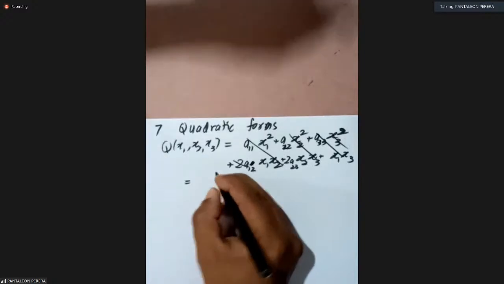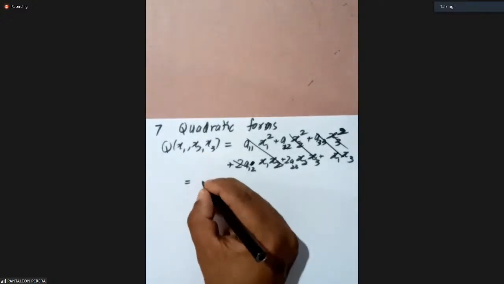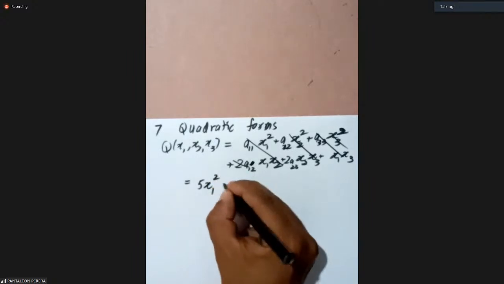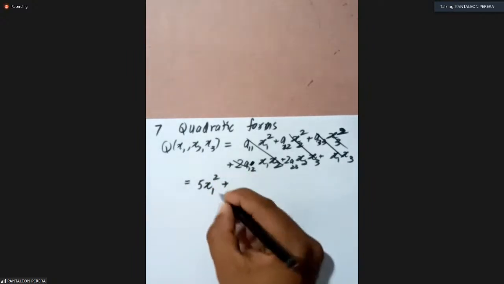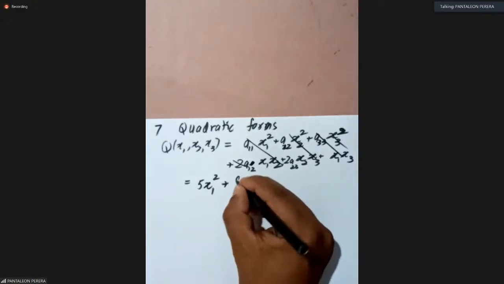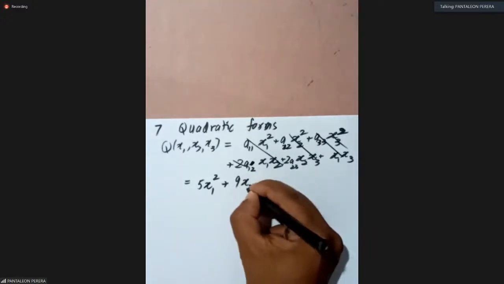I'll give you straight away an example. Think about this one. Every term contains a degree 2 polynomial.